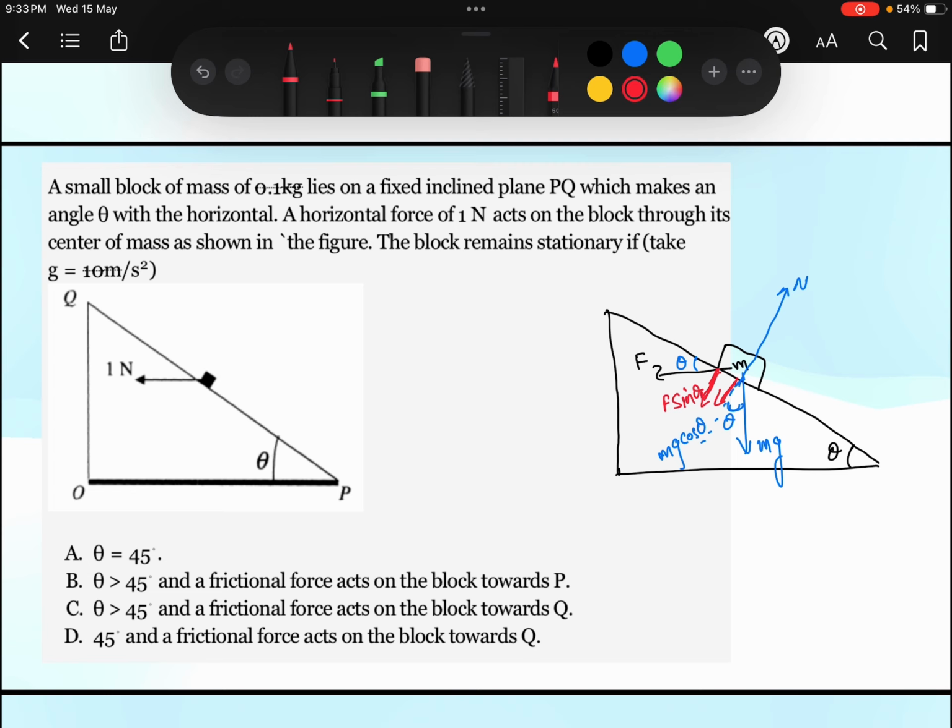Similarly, if I want to take the component in this direction, the component of this force parallel to this inclined plane will be F cos theta, and the component of mg along this inclined plane will be mg sin theta. So here I can write that if this block is stationary, then the normal force n will be equal to mg cos theta plus F sin theta.